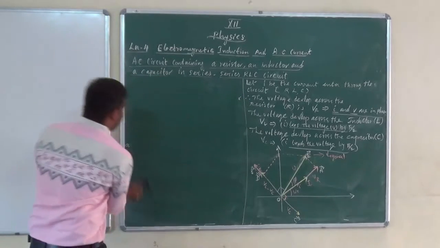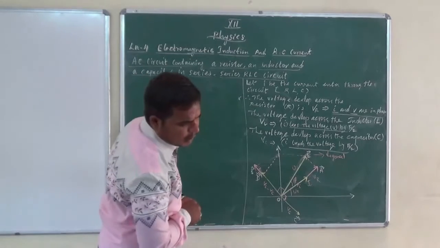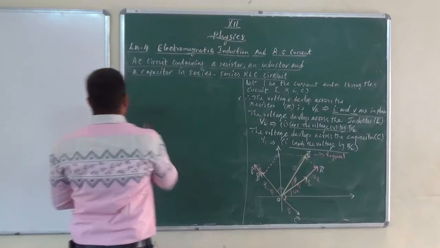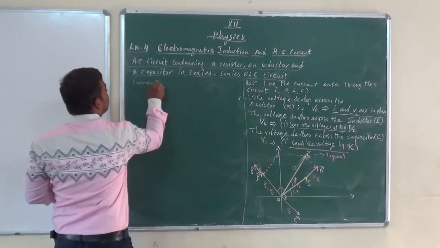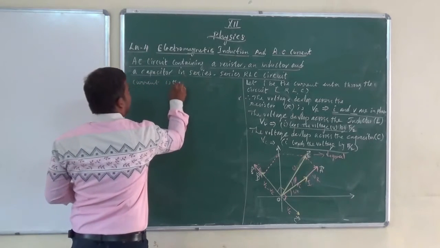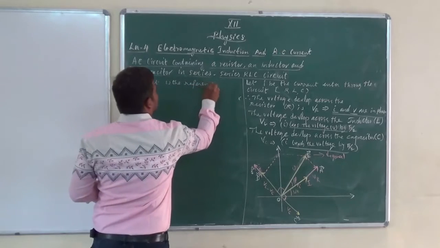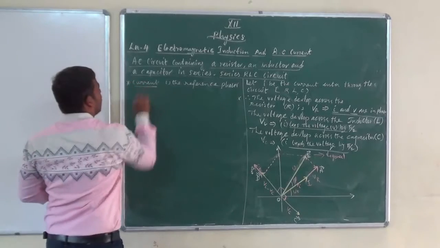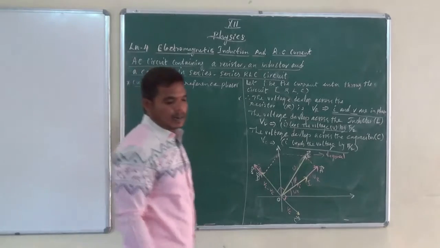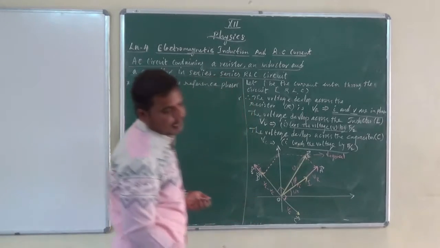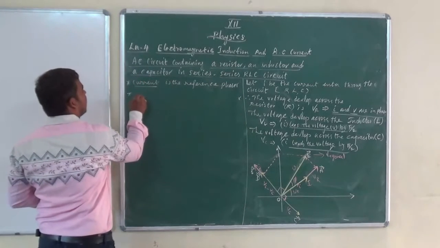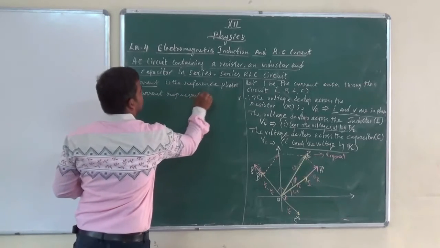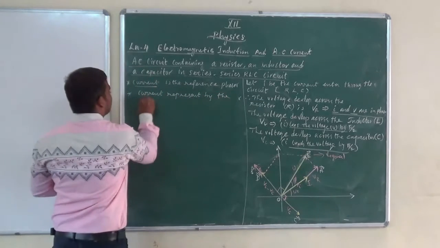So using the phasor diagram, current is the reference. What is the reference? Current is the reference phasor. In this diagram, current is considered to be the reference phasor. The current is represented by the phasor.